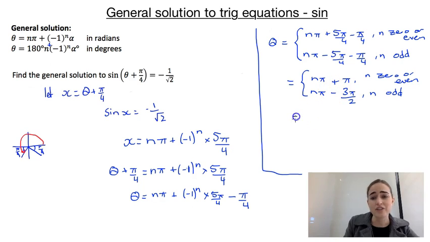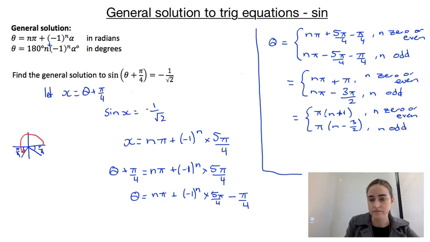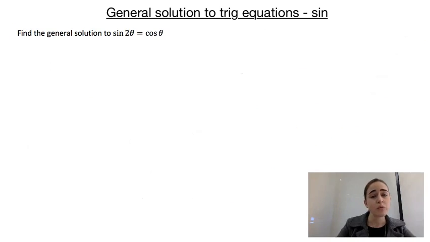We could factorize those as well if we want to. So we could have pi outside of n plus 1. And we could have pi outside of n minus 3 over 2, again with those same conditions. So this is all written as one, and it looks a little bit messier. If we split it into its two cases, then it's looking a little bit nicer and neater. I want to have a look at one more example.